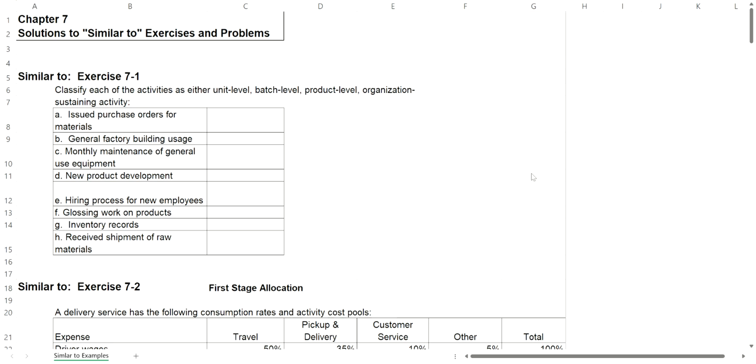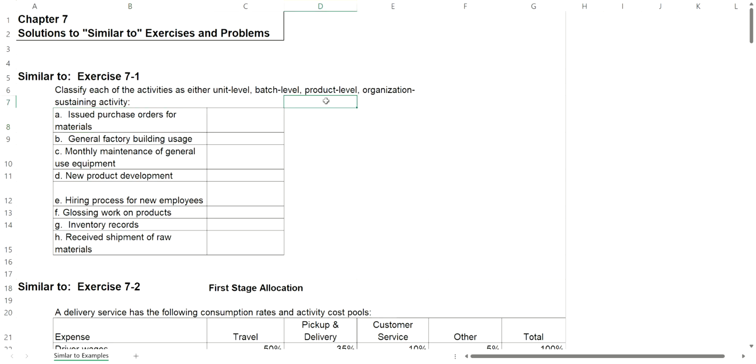The first exercise is going to deal with unit level, batch level, product level, or organization level activities. Please refer to the chapter and instructor notes for more information on that. But just as an overview, a unit level activity is something that is done to each individual unit, such as glossing work on products. Batch level activity means it's done to a group of units at one time. For example, a purchase order to order materials usually orders materials for a group of units at one time. So that would be a batch level activity.